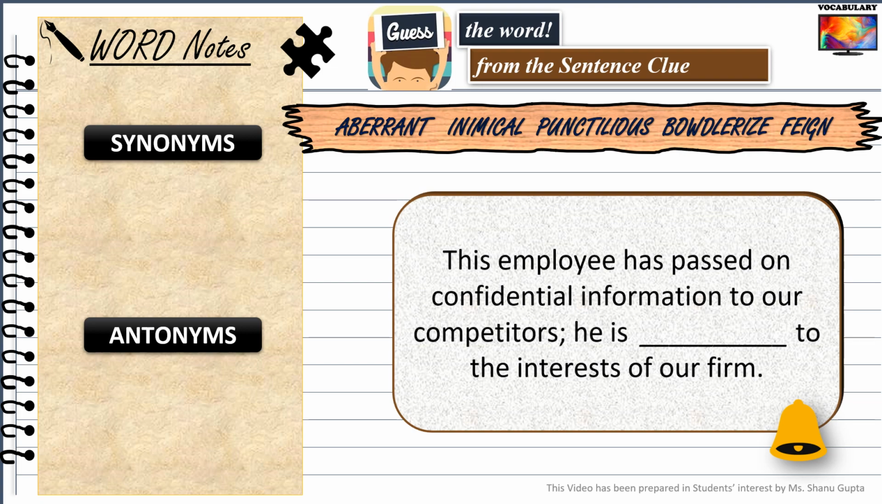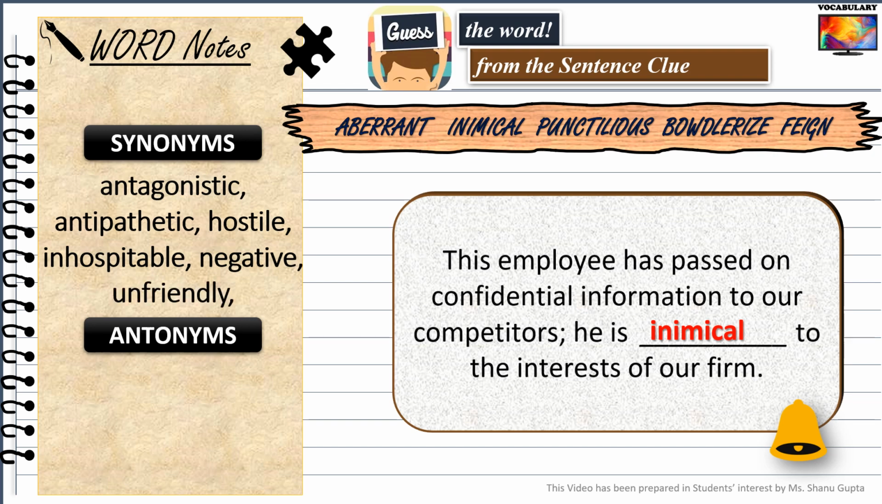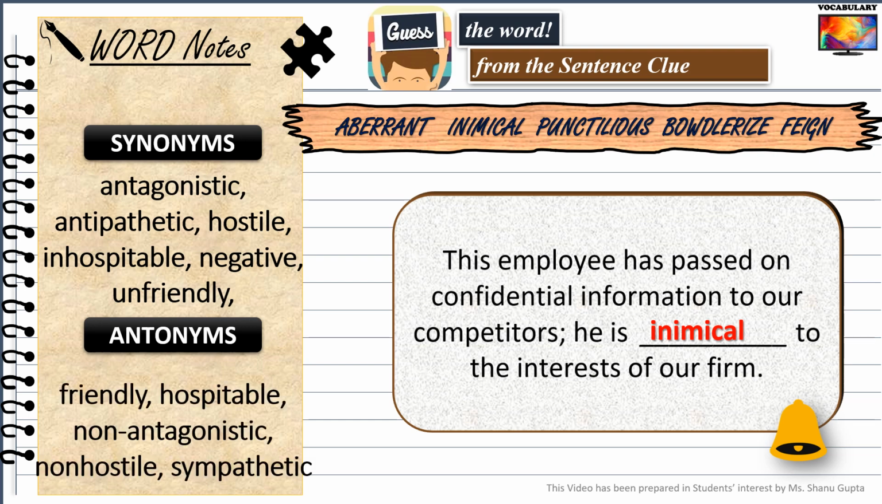This employee has passed on confidential information to our competitors. He is dashed to the interests of our firm. And the word that goes into this blank is inimical, which means hostile or harmful. Some similar meaning words of inimical are antagonistic, antipathetic, hostile, inhospitable, negative, and unfriendly, while antonyms are words such as friendly, hospitable, non-antagonistic, non-hostile, and sympathetic.